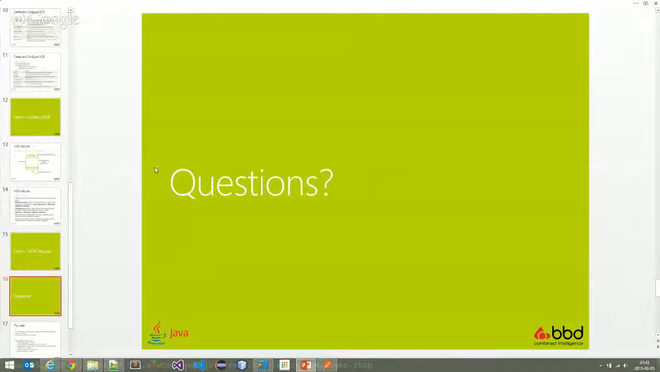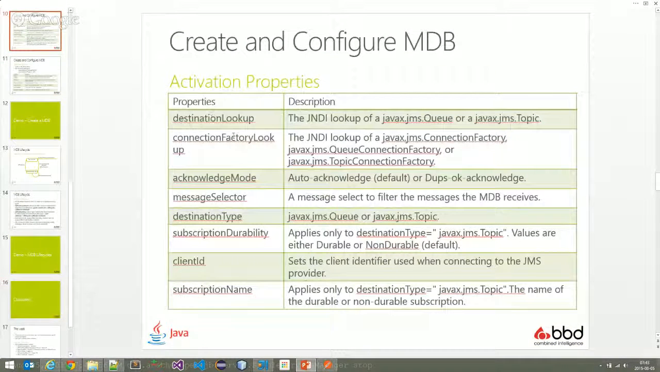And I'd say most of the questions where they try and trick you will be around the configuration. What type of configuration you do, what those configurations mean, what the valid values are. Something like destination lookup versus destination type, they might mix those two around, and you need to pick that up. Stuff like the acknowledgement mode or the subscription durability, durable or non-durable.